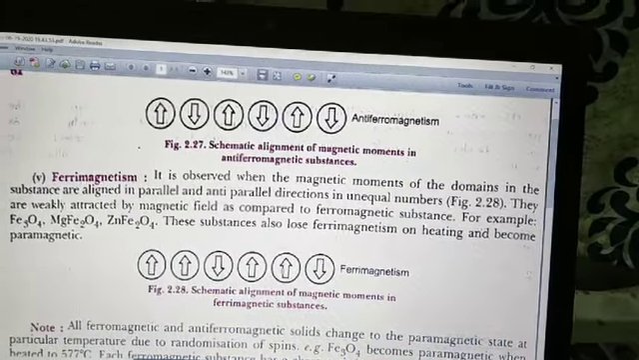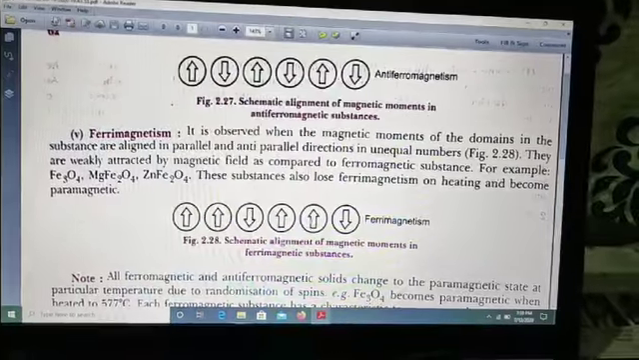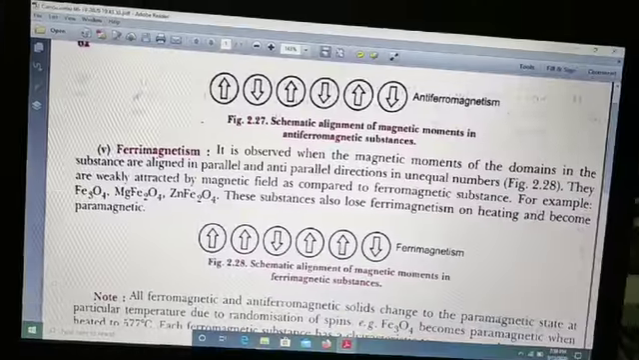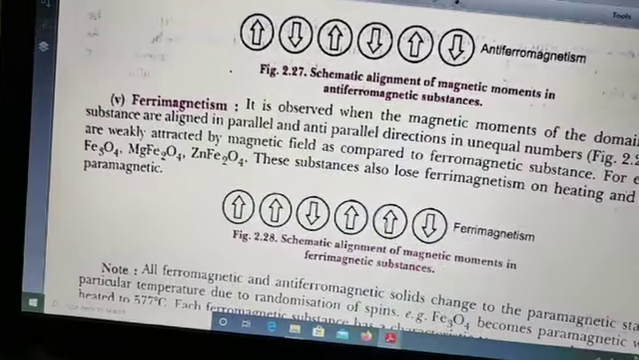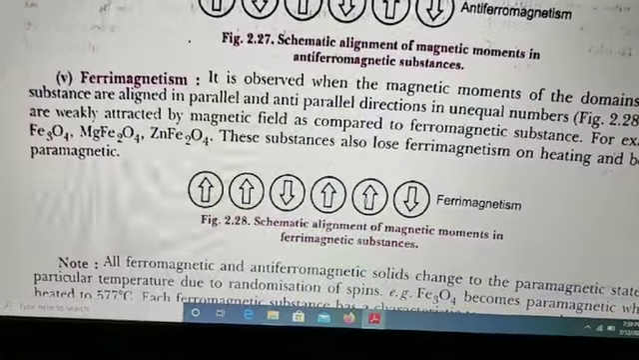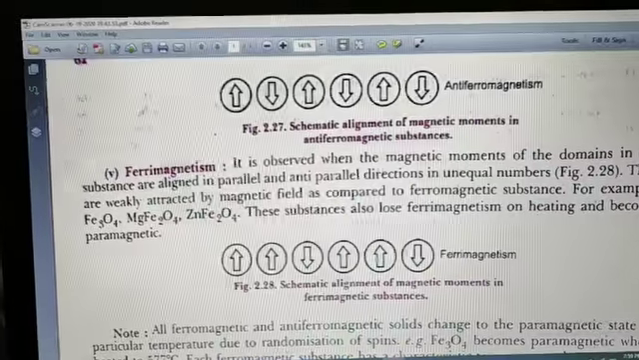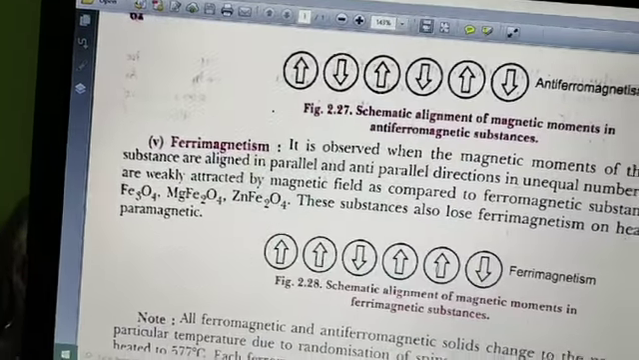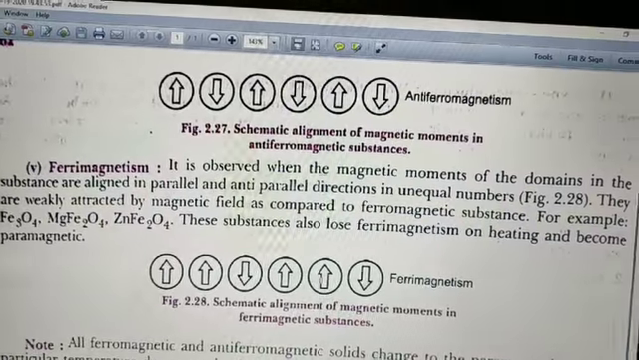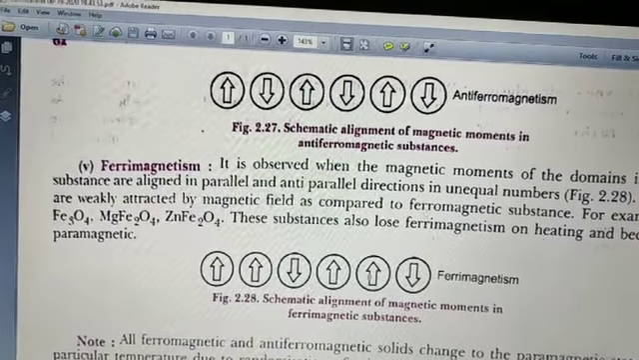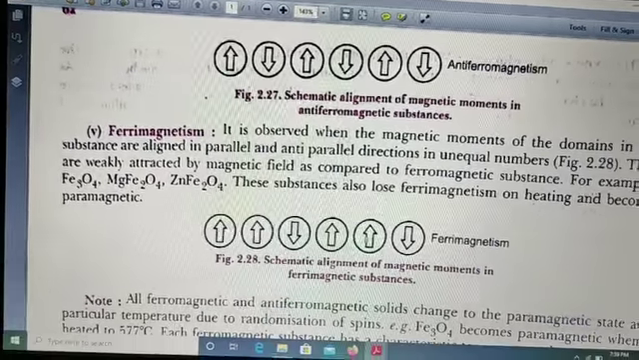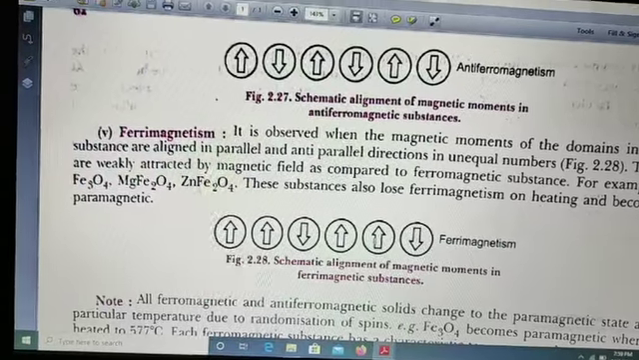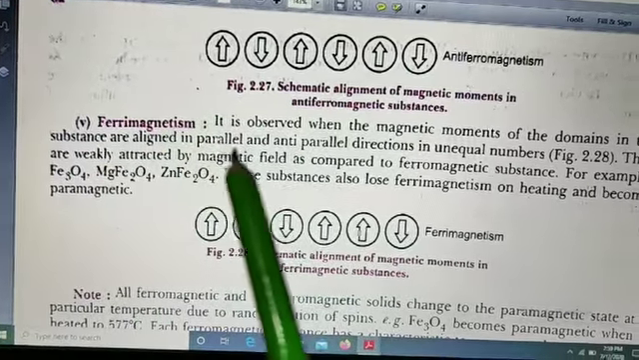Hello students. In our last class we discussed the electrical and magnetic properties of solids, and in magnetic properties of solids we have seen what is paramagnetism, what is diamagnetism. Then after that we have seen what is ferromagnetism, and the last topic that we discussed was antiferromagnetic substances. And the fifth magnetic property we have got is ferrimagnetism.